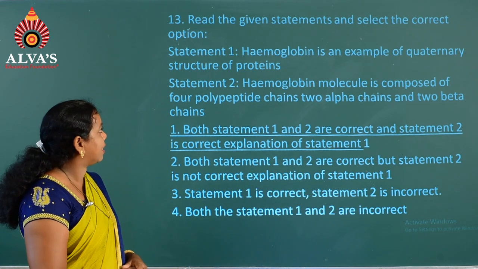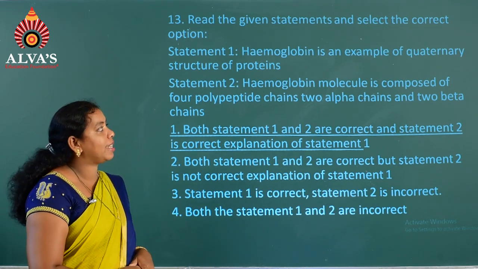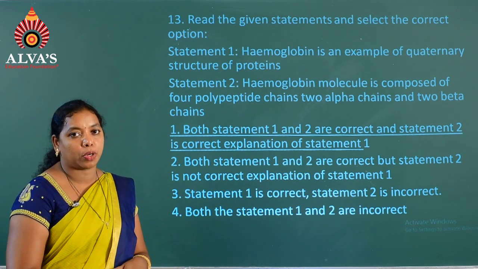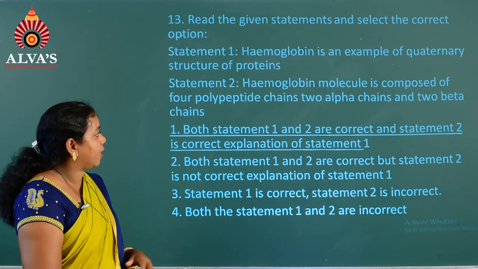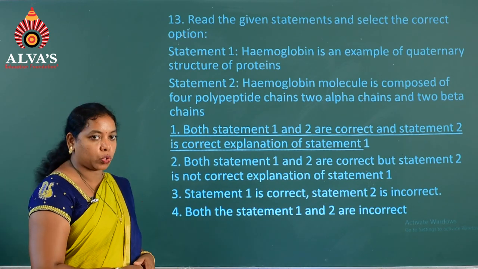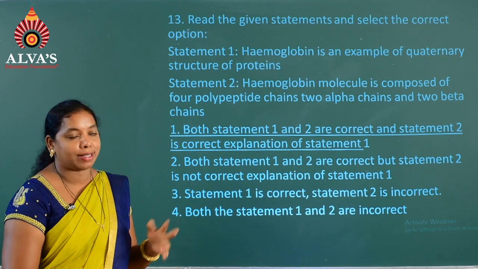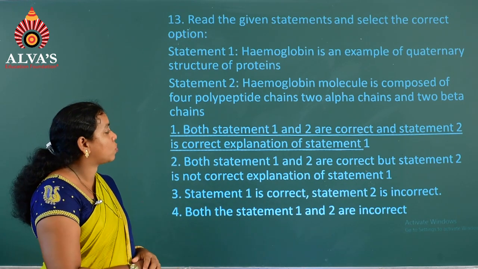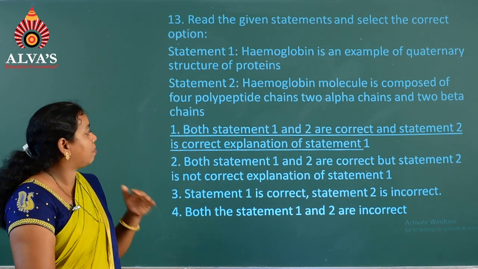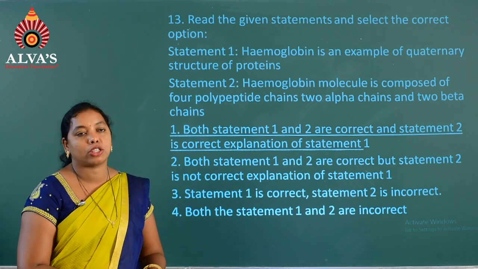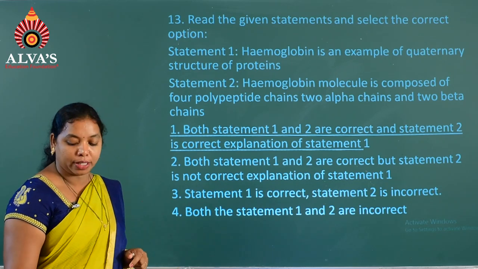So, here we can see that in statement 1 they said that hemoglobin is an example for quaternary structure of protein, that is true. And second, hemoglobin molecule is composed of 4 polypeptide chains, they are 2 alpha and 2 beta chains. So, both statements are correct, and statement 2 is a correct explanation for statement 1, hence the answer is the first option for question number 13.